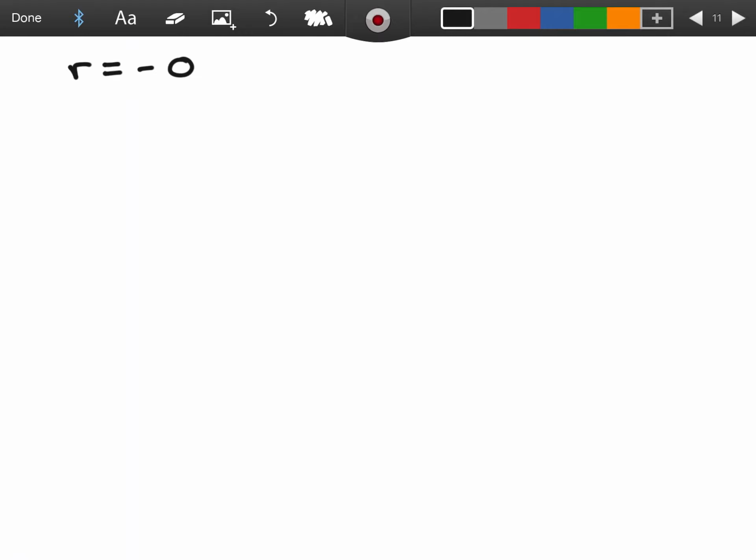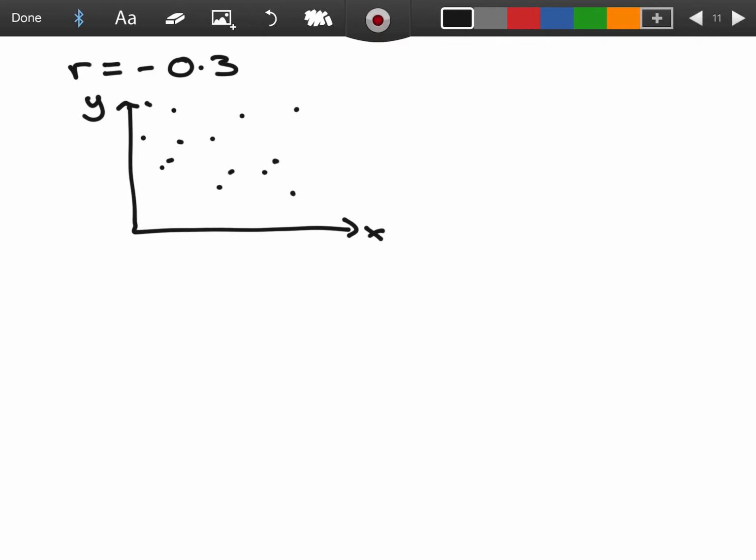So what happens if we had this time r equal to -0.3? Well again, we're closer to 0 than we are to -1, which means our data points are more scattered than we really want. But they still have a general negative direction, a negative correlation. So when I look at my data points, they're still really scattered, but in general they go in that more negative direction. The closer we get to -1, so let's go with -0.8.